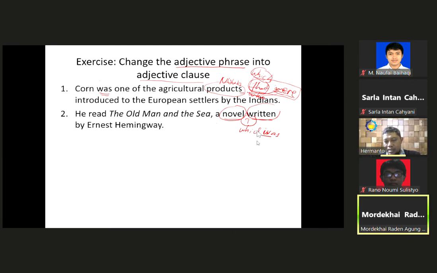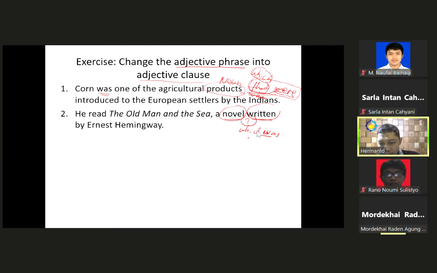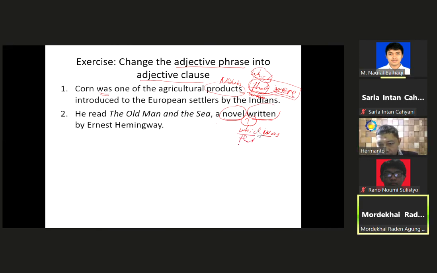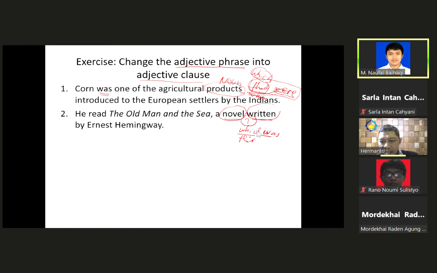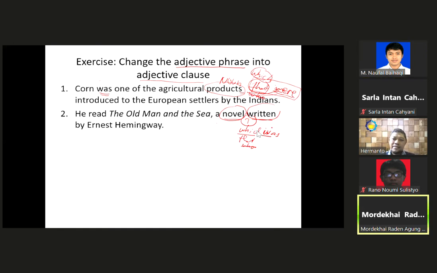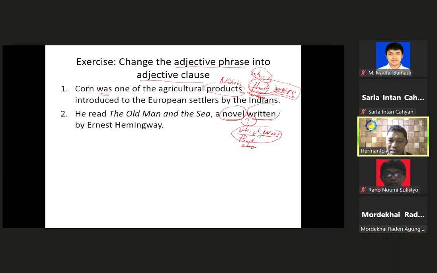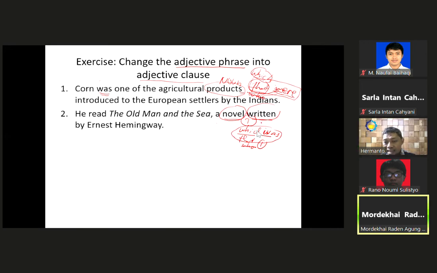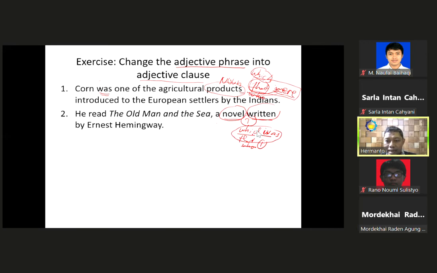Another possible answer. Is it okay to replace which with that? Yes, sir. Yes. Is it okay to replace that which with who? No. Why no? Because no clause, non-person. Okay, that's correct. Excellent. So this is the answer. So this is the first place that you can make it into clause, everyone. By adding which was or that was, it becomes a clause.